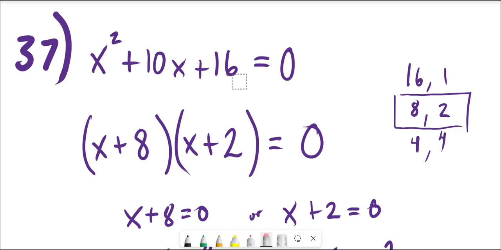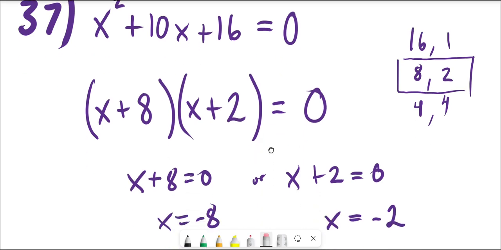Factors of the final term: 16 and 1, 8 and 2, 4 and 4. Which of those give us a same sign sum of 10? 8 and 2 do. So we put an 8 here, we put a 2 here, and then we use the zero product property to write this as 2 simpler equations.